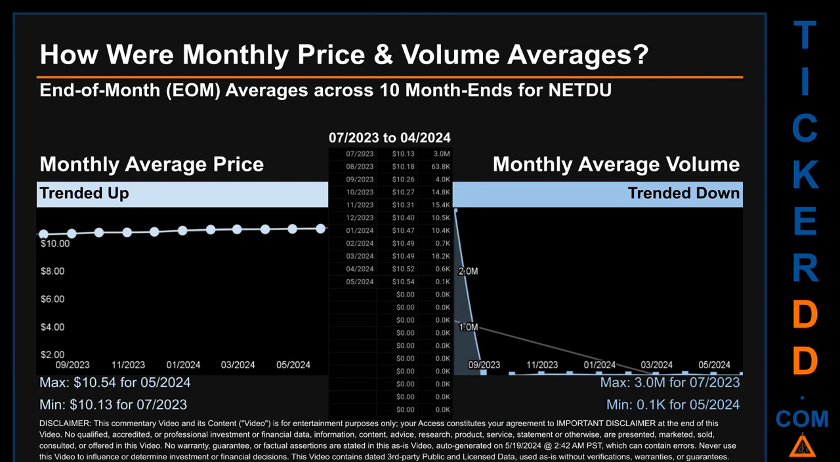The maximum end of month average price was $10.54 for 2024, while the minimum was $10.13 for 2023. Looking at volume, 2023 and 2024 respectively saw the highest and lowest monthly average volume at 3 million and 0.1 thousand.